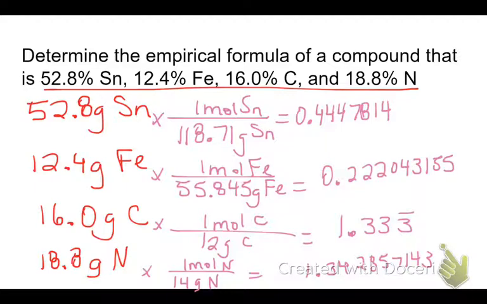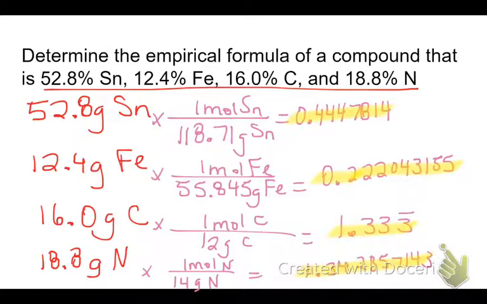From this part, we're on the third step of our poem. It is to divide by the smallest number. And so we're going to look at all of the numbers that we just calculated, right? These are the 4 numbers we just calculated. And out of those 4 numbers, which one is the smallest? So 0.222, that one's the smallest.